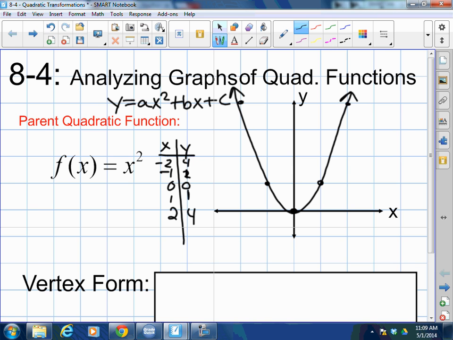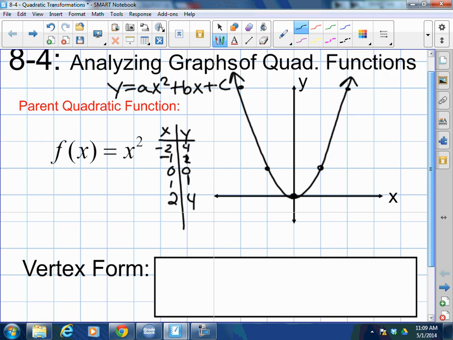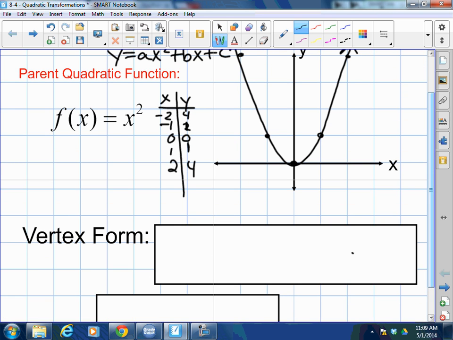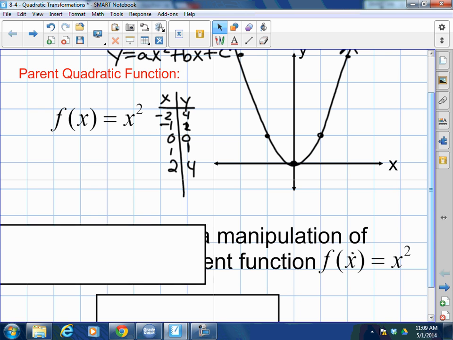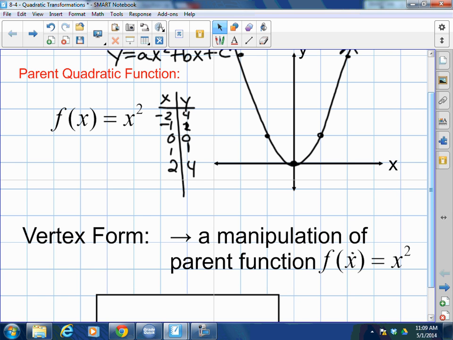Now, what is this vertex form? Well, the vertex form, I promise, is simply a manipulation of the parent function f of x equals x squared. A manipulation means that it was changed somehow. Something was done to it. That's what it means to manipulate. If you manipulate your phone, that means you're doing something different to your phone. Okay?